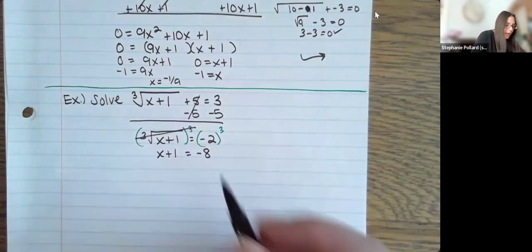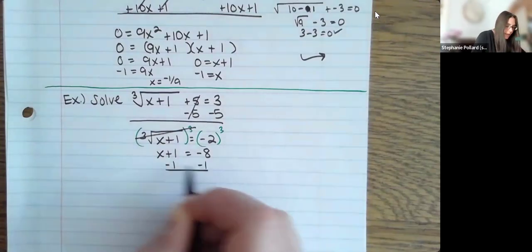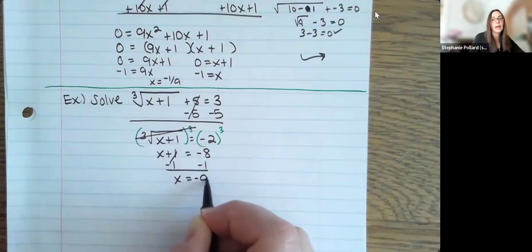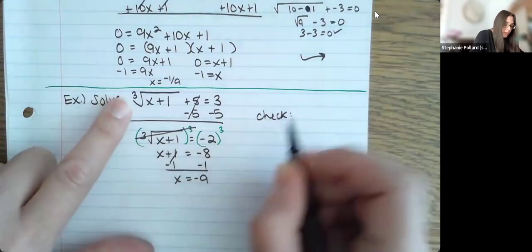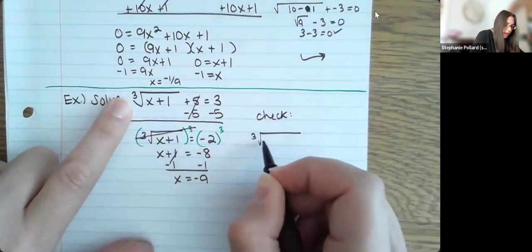Okay. Now I'm going to subtract 1 from both sides, and my answer is x equals negative 9. Now we do have to still check this. I go back to the original. I plug in negative 9.